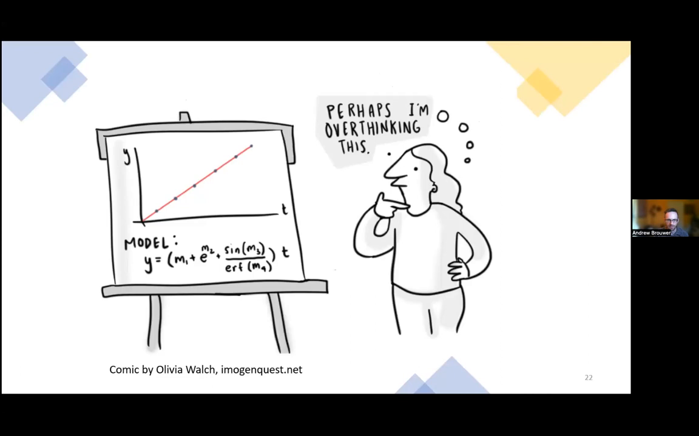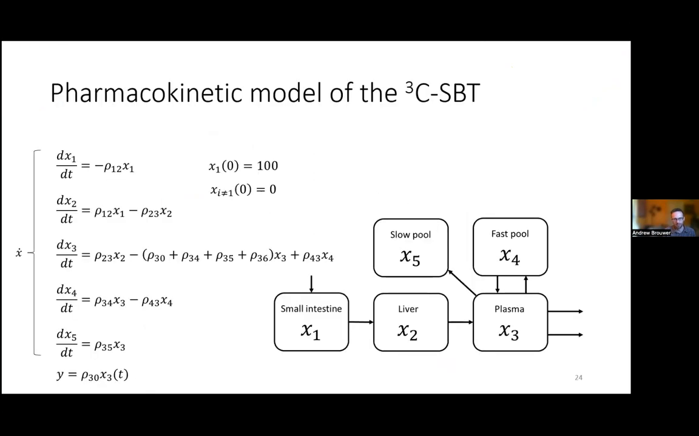Okay. So the way that we might approach it, at least from the data side of things, is that maybe you have a set of data and you've specified your model as, let's say, y equals m1 plus e to the m2 plus sine of m3 over error function of m4. And you might say to yourself, can I separately identify m1, m2, m3, and m4? In this case, I think it's pretty clear that you cannot, but in general, for more complex models, it's not always clear.